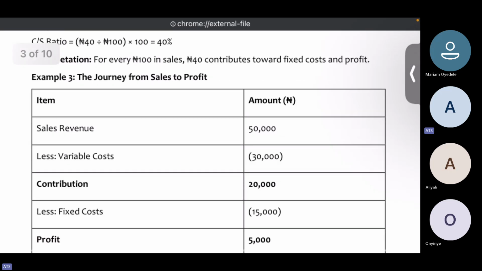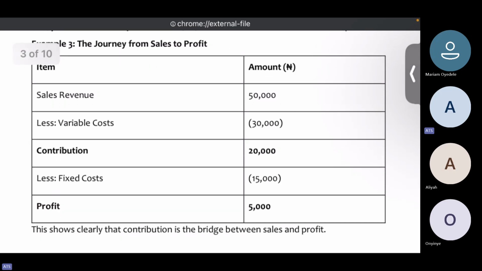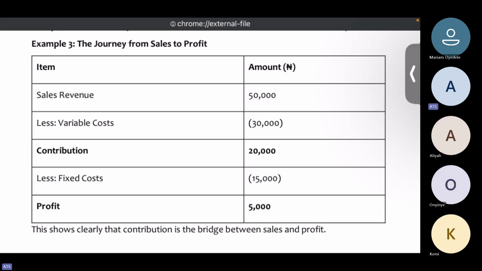So here is a table that illustrates everything simply. It shows the walk from sales to profit. So you have sales of 50,000. You deduct your total variable cost of 30,000. You have your contribution of 20,000. And then after you deduct your fixed cost, you have your profit. So this table is like a summary of the journey from sales to profit, how you pass through contribution and get to profit. Okay. So I'm going to move forward now.